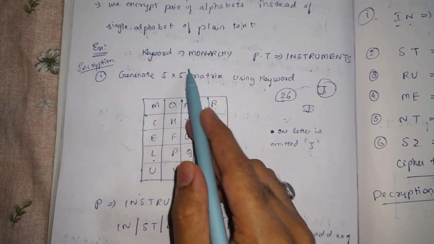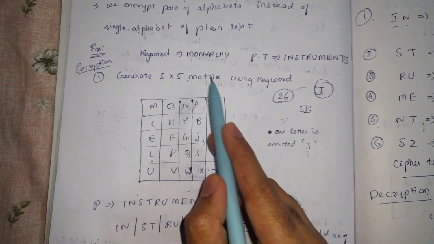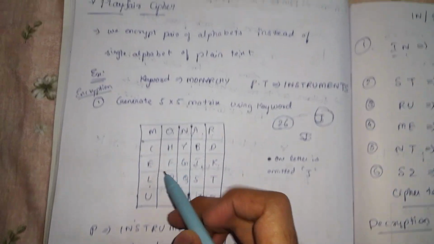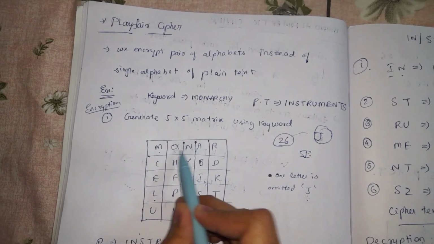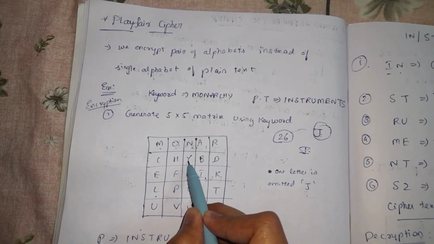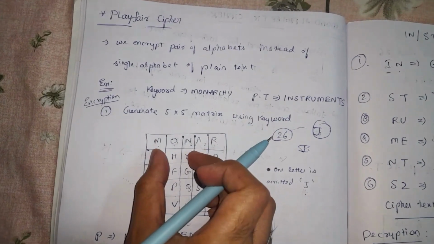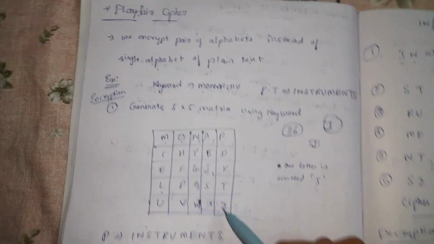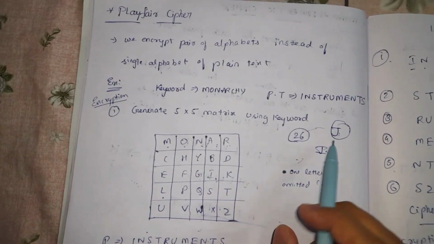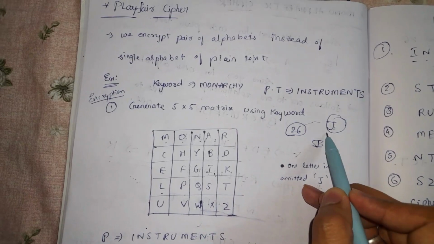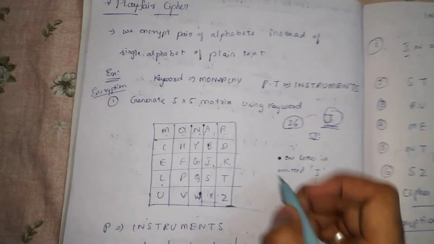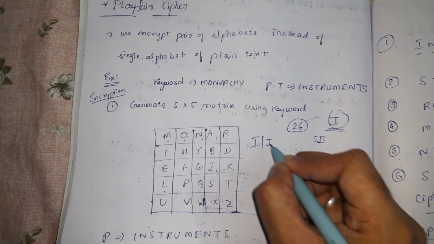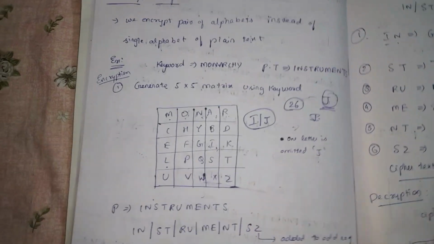Now, this keyword is represented in a matrix like this: MONARCHY. First the word is written in a row-wise fashion. Then the remaining cells are filled with the remaining alphabets. Always remember, we do not write J, or you can write I and J in combination.